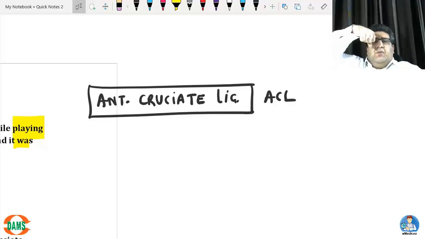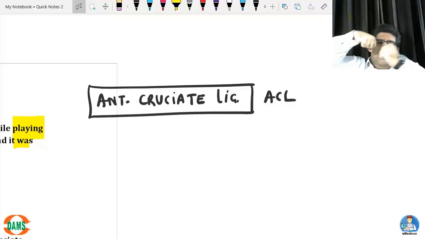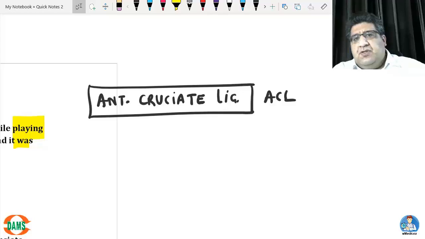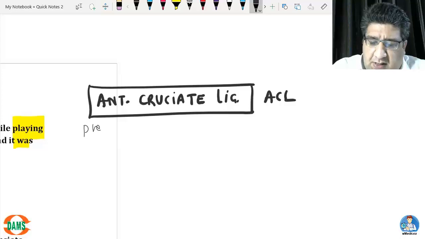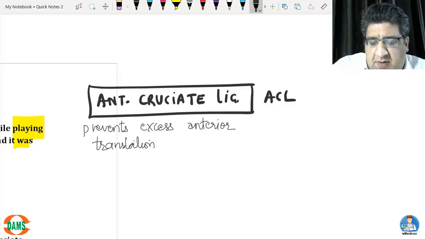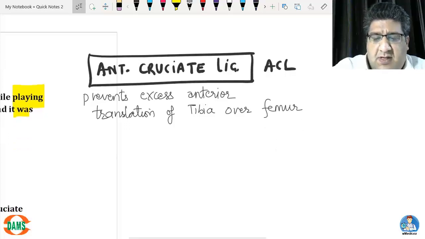Let us say if this is the femur bone, this is the tibia bone. The job of ACL is to ensure that there is no anterior translation of tibia with respect to femur. But this job is performed at different positions by different bundles of ACL. So first of all, you should know that ACL prevents excess anterior translation of tibia over femur. This is the job of ACL that I want all of you to know.